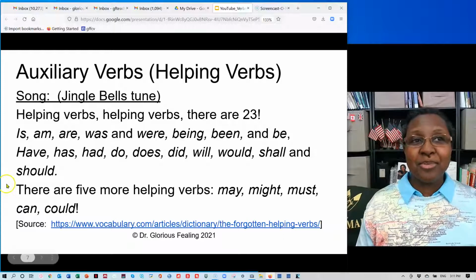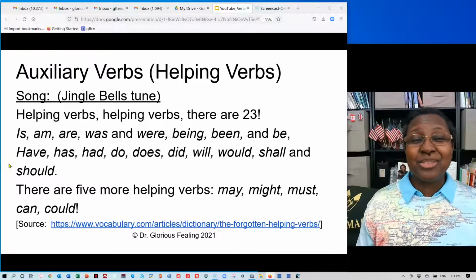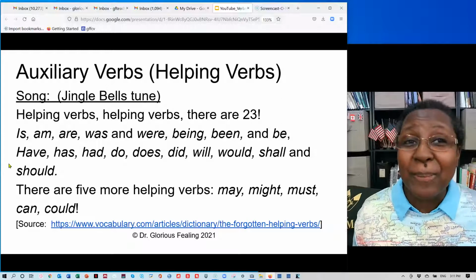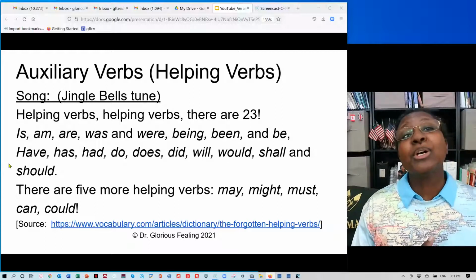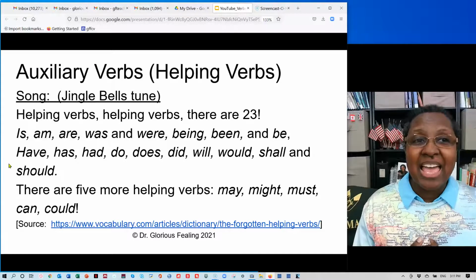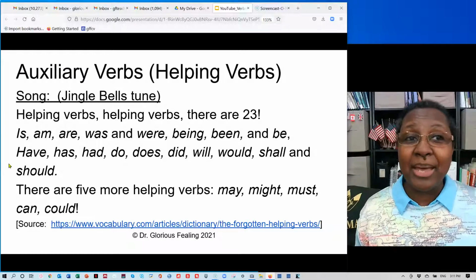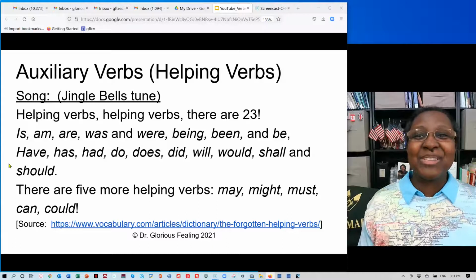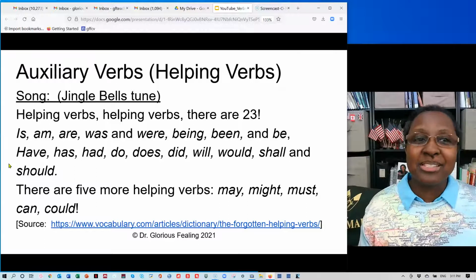There's a way to memorize auxiliary verbs, and they're also called helping verbs. You can use the tune to the song Jingle Bells. I'm not going to sing it, but I will say it as a poem. Helping verbs, there are 23. Is, am, are, was, and were, being, been, and be. Have, has, had, do, does, did, will, would, shall, and should. There are 5 more helping verbs, may, might, must, can, could. So if you are someone who likes rhythm or music, that's a way to memorize the verbs.